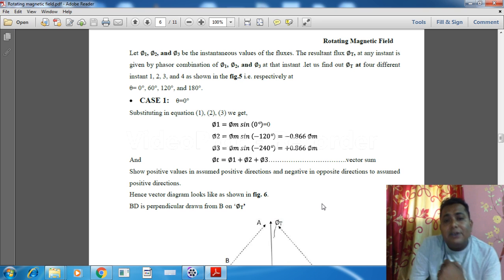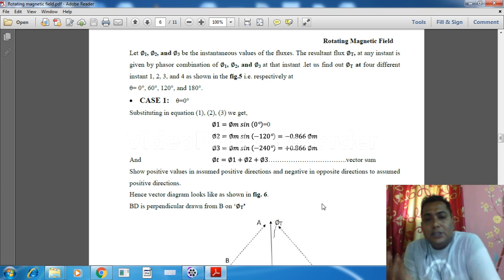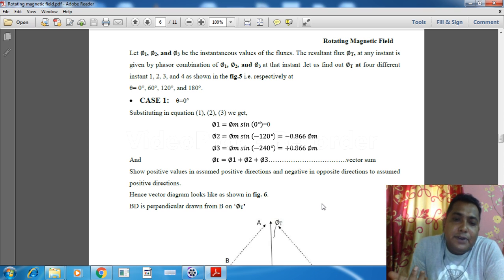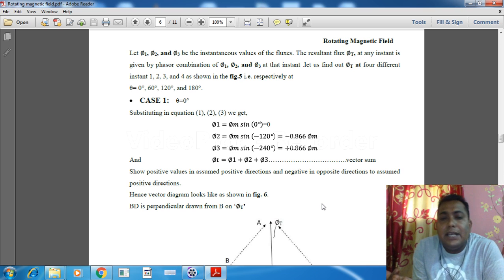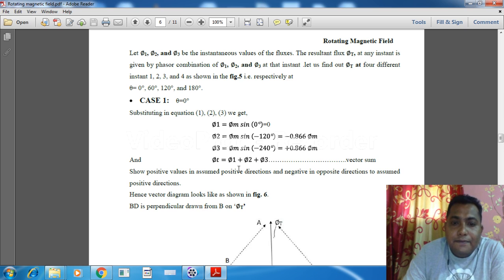If theta is equal to 0 degree, put that value in the equation. That means omega t is equal to 0 over here. So sine 0 is 0, phi 2 is phi m sine minus 120 degrees, which is minus 0.86 phi m. If we add those things, we will get phi 3 equal to phi m sine minus 240 degrees, which is equal to 0.86 phi m, correct? So these are the three phases we have.